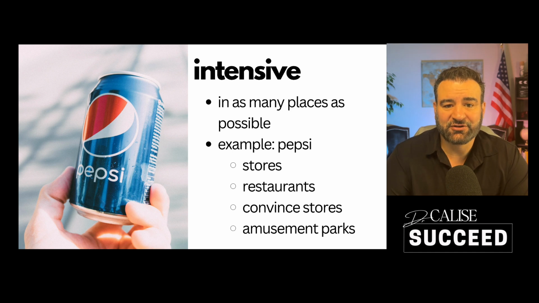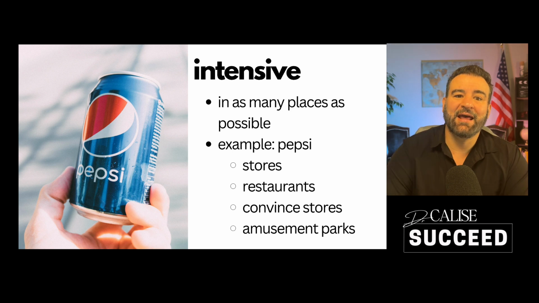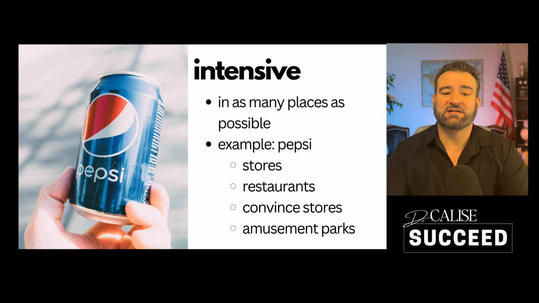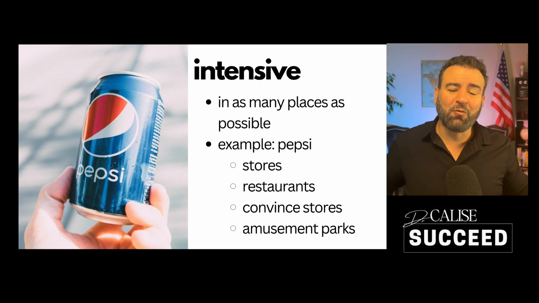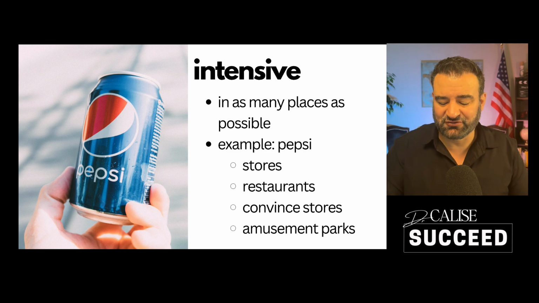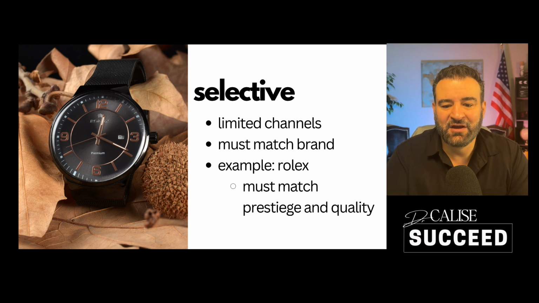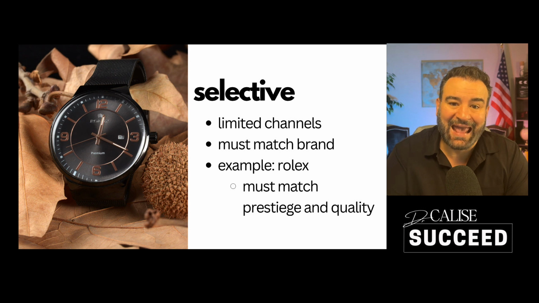Are you a product or service that you want everyone and anyone to have access to, and you want it in as many places as possible? So that's option 1. Now you might be saying, well, obviously everyone wants to be everywhere. Why would I not want my product or service in every single store? Well, that goes to the next one. And the next option is selective, where you want limited channels and you only want channels to match your brand. Let me give you an example. Think of Rolex. Does Rolex want to be sold everywhere?